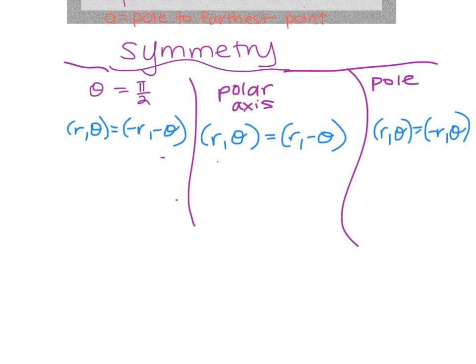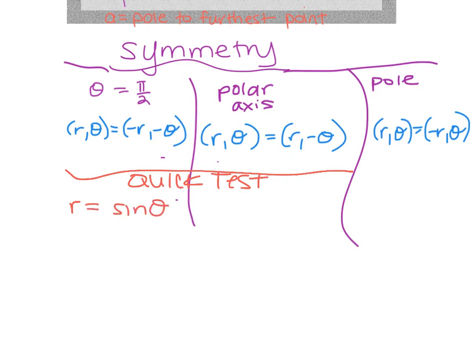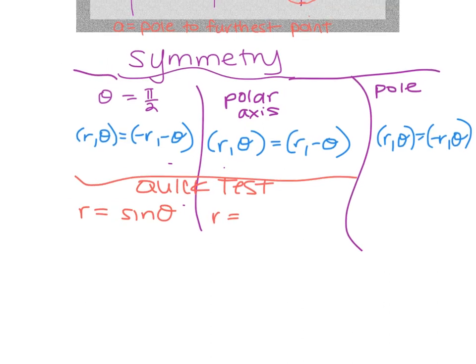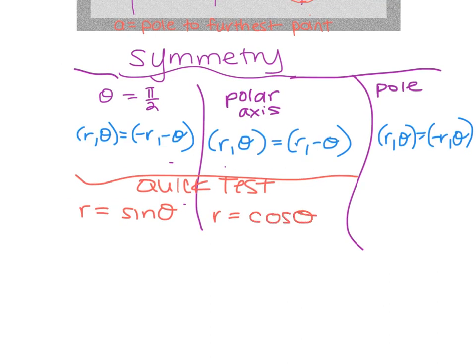But remember that there's a quick test for just the pi over 2 and the polar axis, and if it's an r equals. So if this is an r equals and sine is involved in some way, then it's symmetric to your pi over 2 line. If it's an r equals and cosine is involved in it, then it's symmetric to your polar axis. So the r squareds don't work the same way, and there's no quick test for pole.